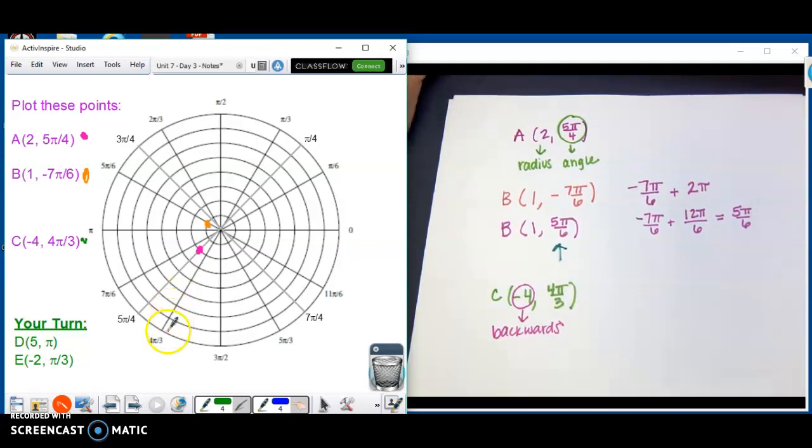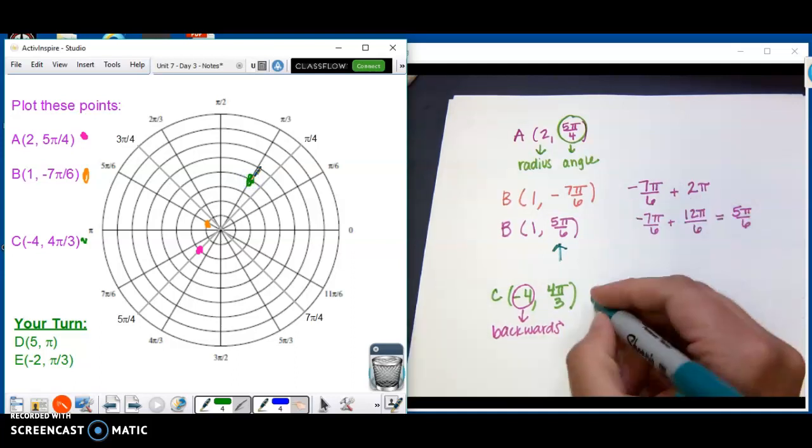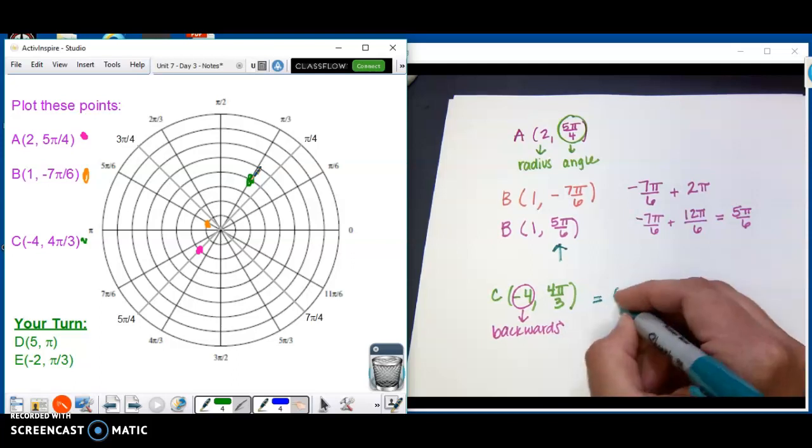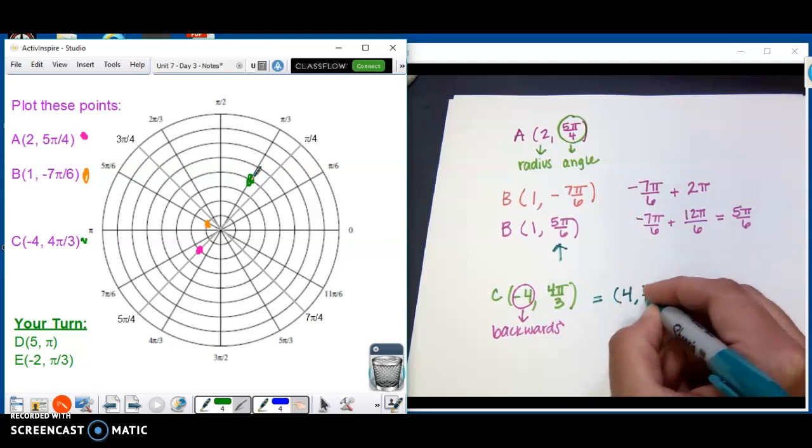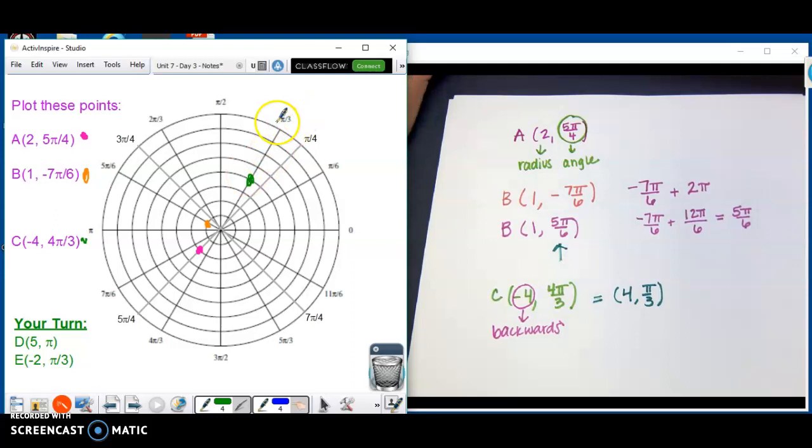So, you're going to go to 4 pi over 3. You're going to follow that 4 pi over 3, which you see how it connects to pi over 3. So you're actually going to move 4 spaces on pi over 3. So this is where the point would be located. So think about that. This is the same thing as saying positive 4, pi over 3. So look what I mean here. Now because we went backwards, we actually landed on pi over 3. Well, we went up 4. So this is the same point. These mean the exact same thing here.